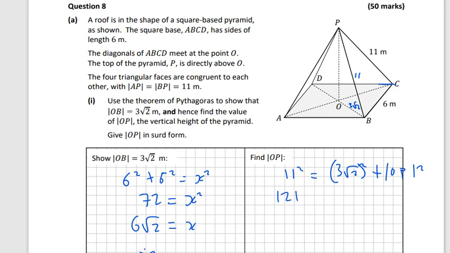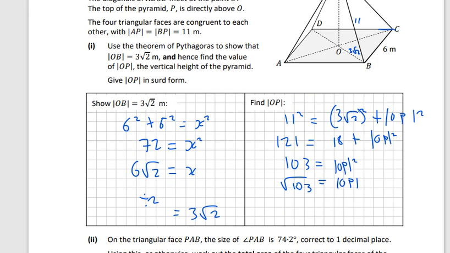So 121 is equal to 18 plus OP squared. Take away the 18, we get 103 is equal to OP squared. So OP is equal to root 103. And that's what they want. They want it in surd form.